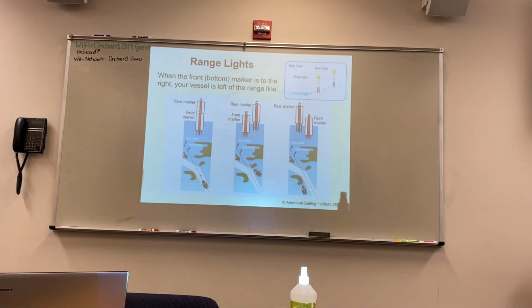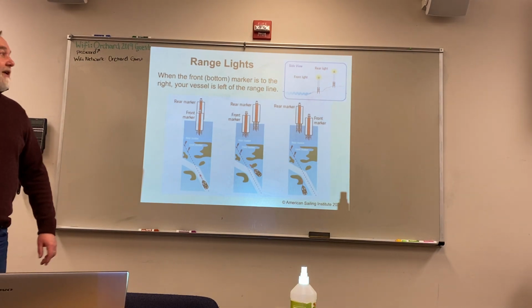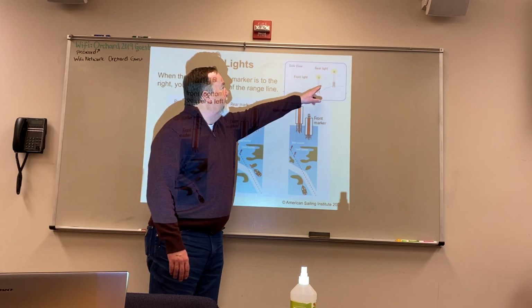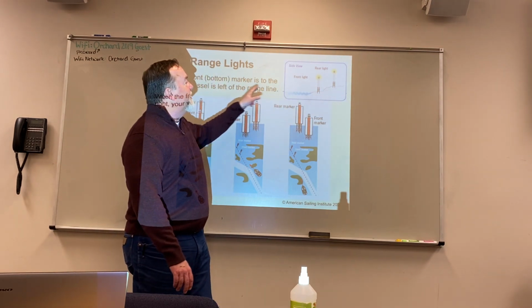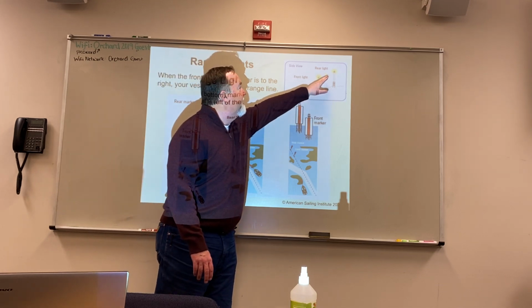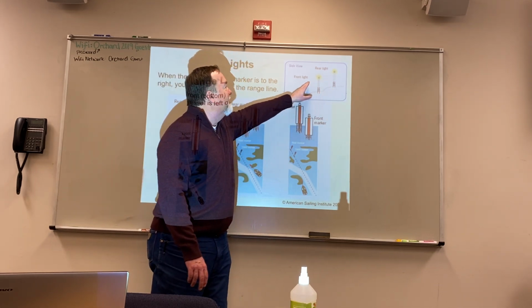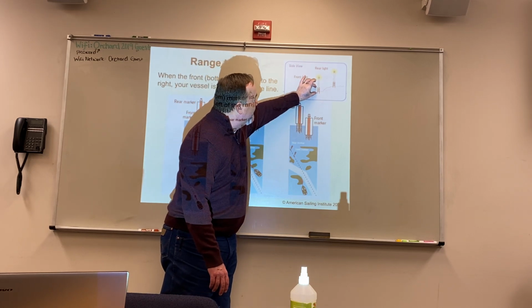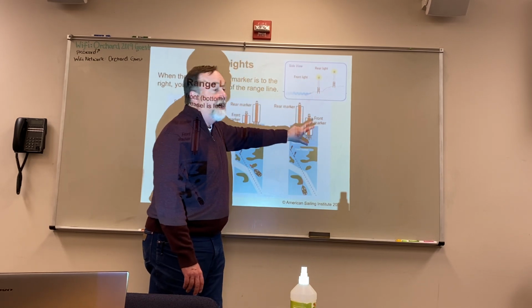Okay, we talked about range lights before, so I'm not going to dwell on it. Again, like Paul said, a range light means there's a light that's nearer to you, or nearer to your fairway, nearer to your channel, that's going to be lower than the other one. Sometimes these are range lights, lights on little towers. Sometimes they're range marks, which are just little day marks that look like this. Sometimes they're not even lit.